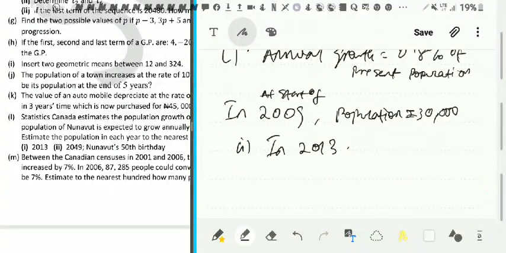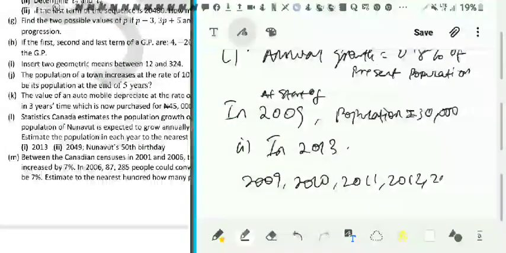We're working for 5 years because 2009 is going to be a part. We are doing 2009, 2010, 2011, 2012, and 2013. Okay, so we're working for 5 years. We only know the population at the beginning of the year 2009. We don't know the population at the end of the year. We work for 2010, 2011, 2012, and 2013.